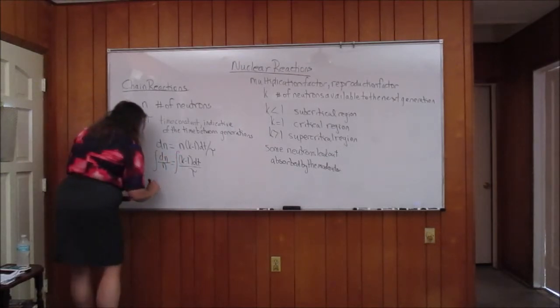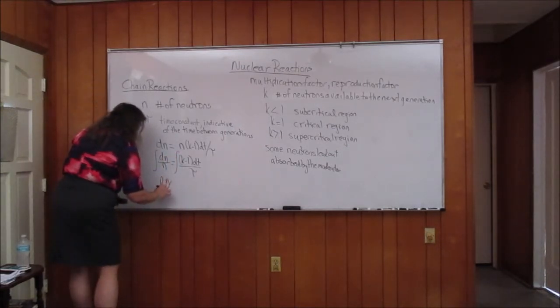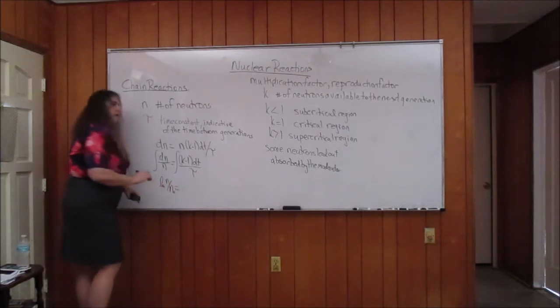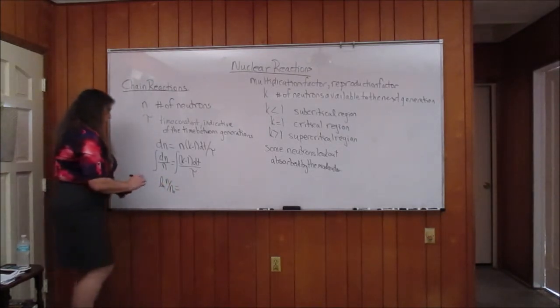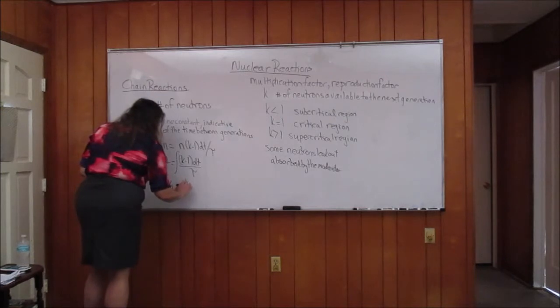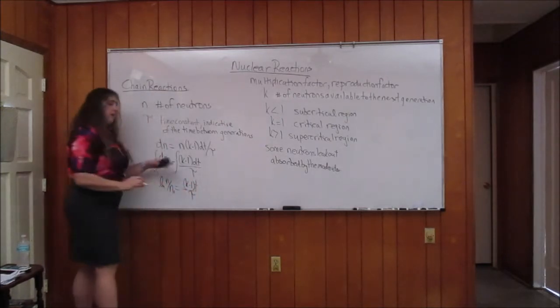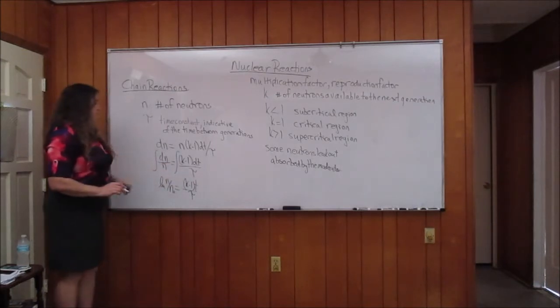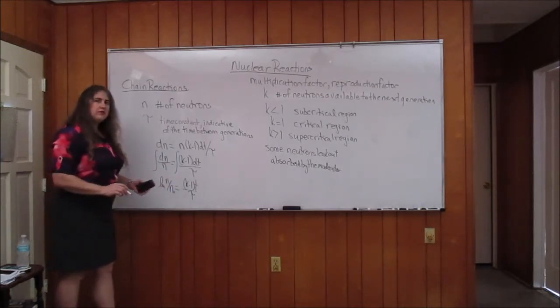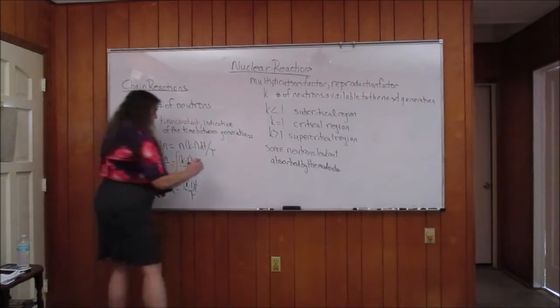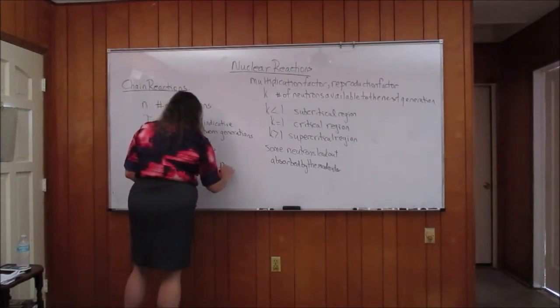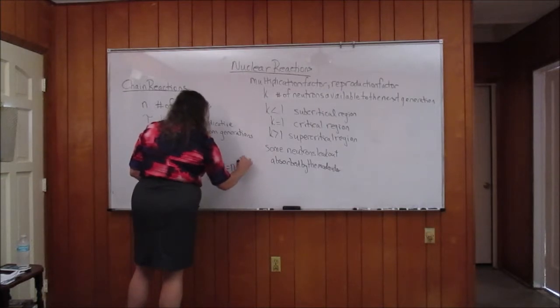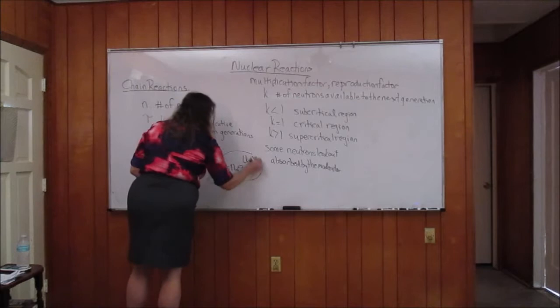This will be natural log n over n naught, where n naught represents the number of neutrons initially, and this will be k minus 1 times t over tau. It's k minus 1 again because, again, one neutron has to go in to cause the reaction to occur. So I take the exponential of both sides, and basically n is equal to n naught e to the k minus 1 t over tau.